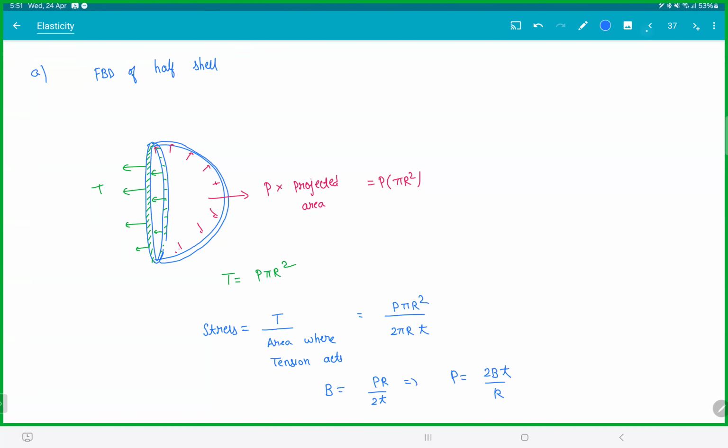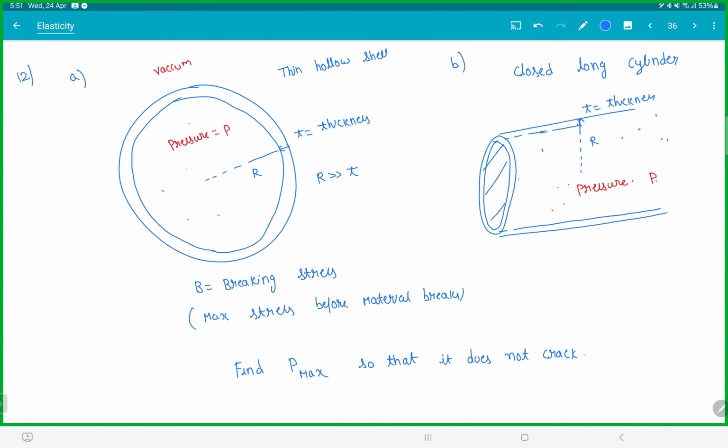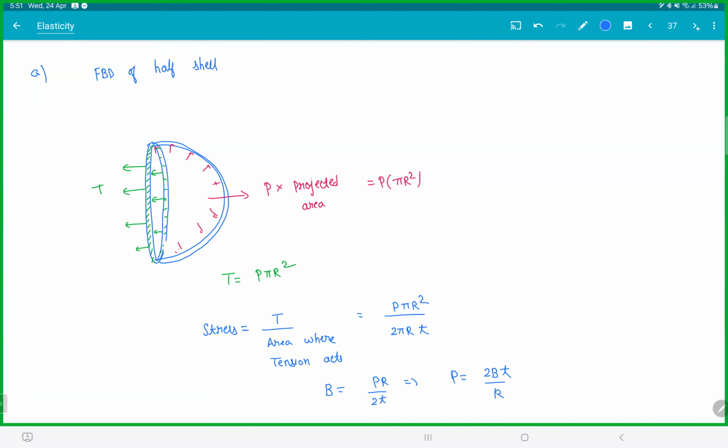What about the cylinder? How did you do this? We have a long cylinder with pressure P, thickness T and radius R. Is this clear, everyone? Remember this question? In electrostatics, again, we're going to do this.